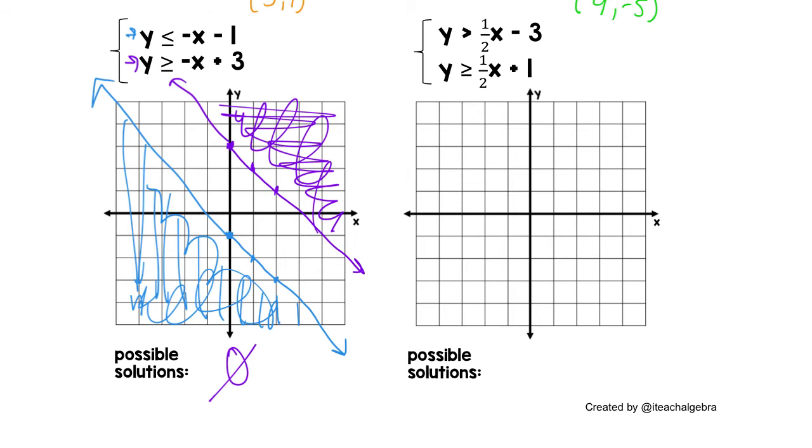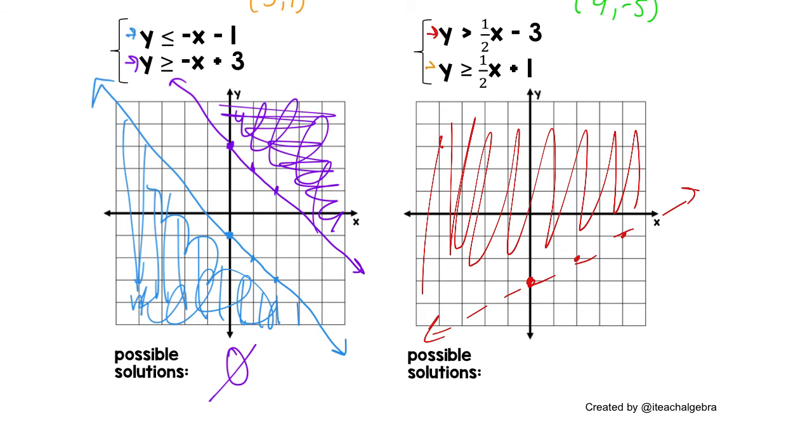Let's do another one. y is greater than 1/2 x minus 3. So our y-intercept is negative 3, and our slope is 1/2. Up 1, right 2. Up 1, right 2. It's a dashed line because there's no equals in our inequality. And it's greater than, so we're going to shade above.